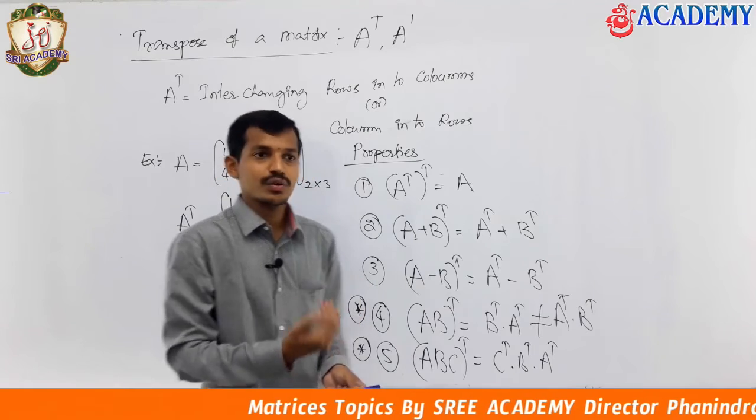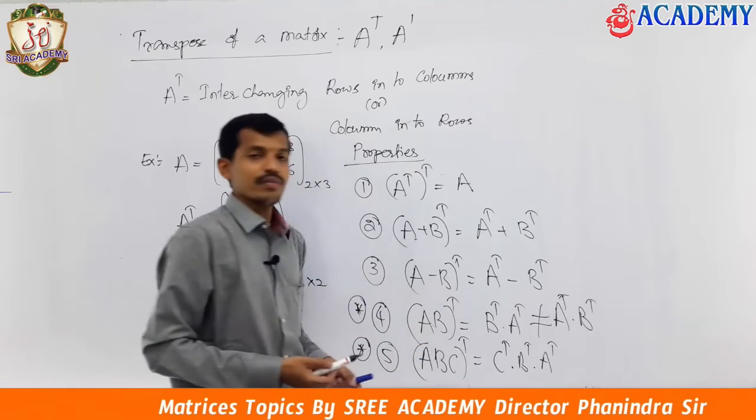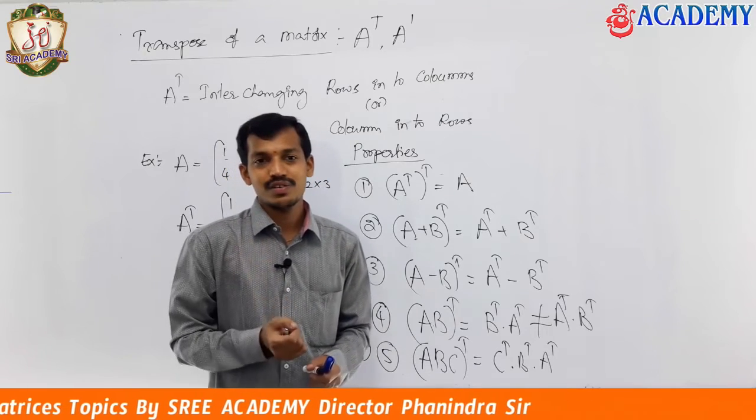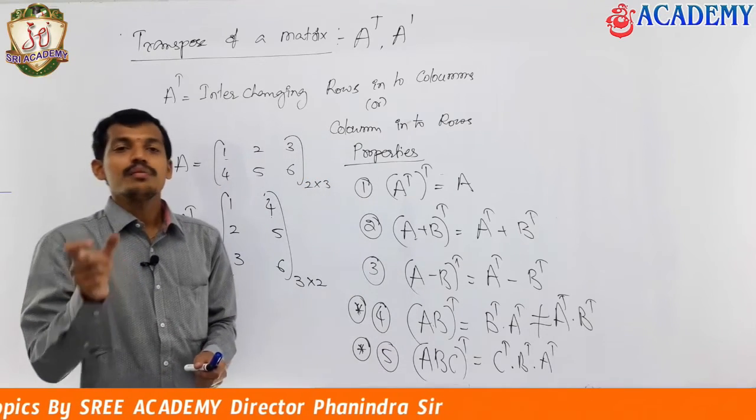You have to remember this very well. It's going to come up many times. That is, (AB) transpose equals A transpose into B transpose.